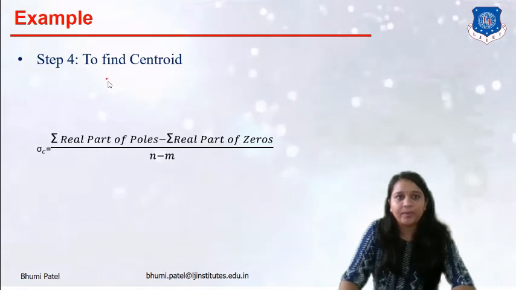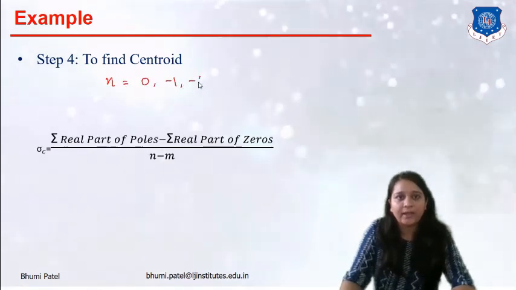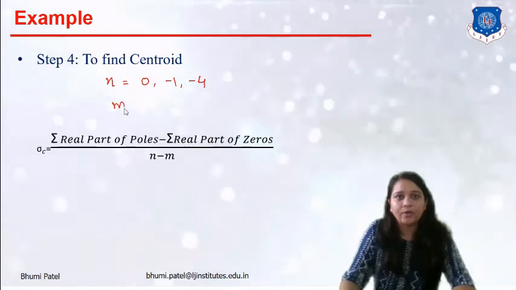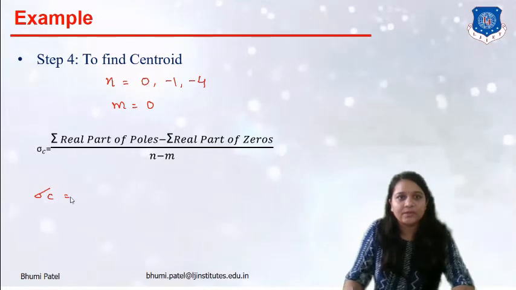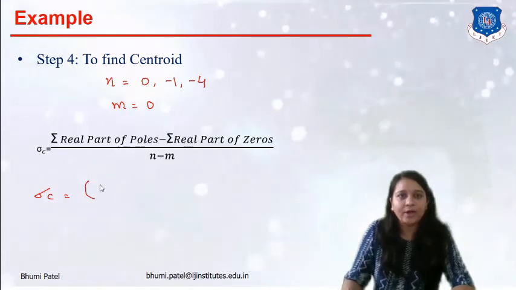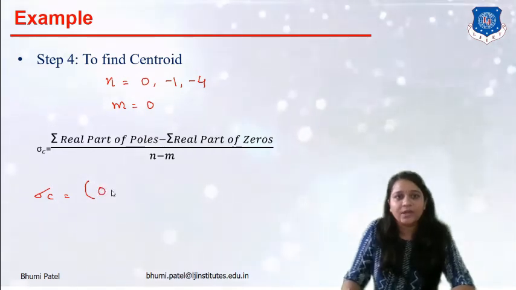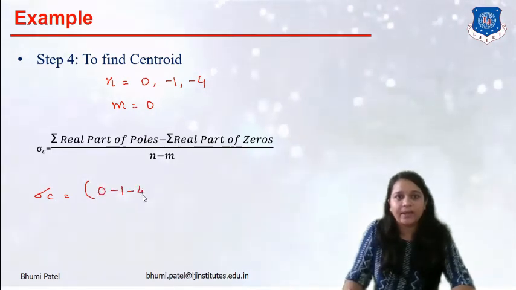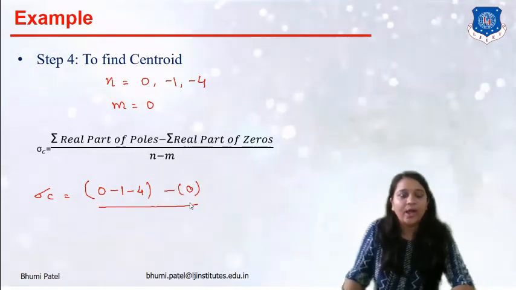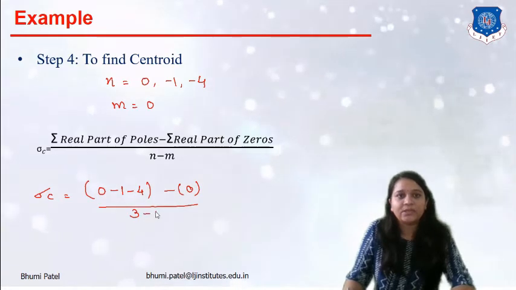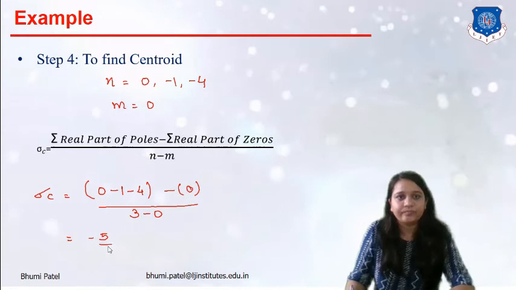Here the poles are at 0, minus 1 and minus 4, and there is no zero for this transfer function. So the centroid equation is the summation of the real parts of the poles. Here there is no imaginary part, so we take the summation of 0, minus 1, minus 4, minus the real part of the zeros, which is 0, divided by n minus m, which is 3 minus 0. So we get minus 5 by 3.